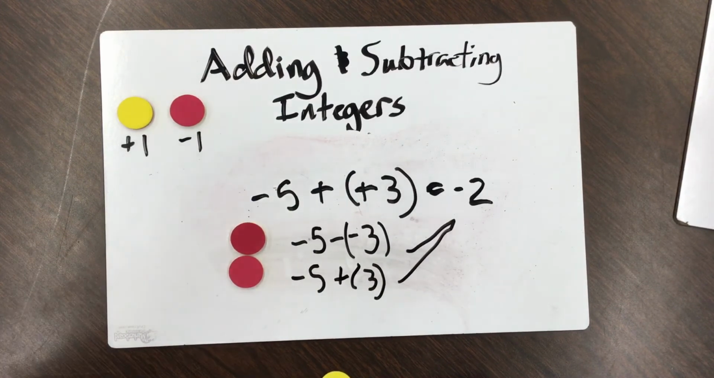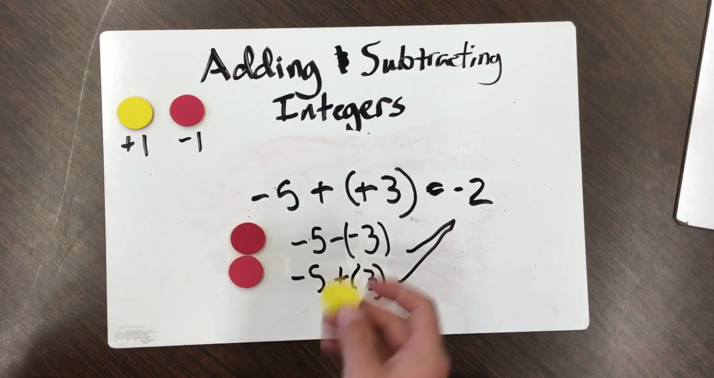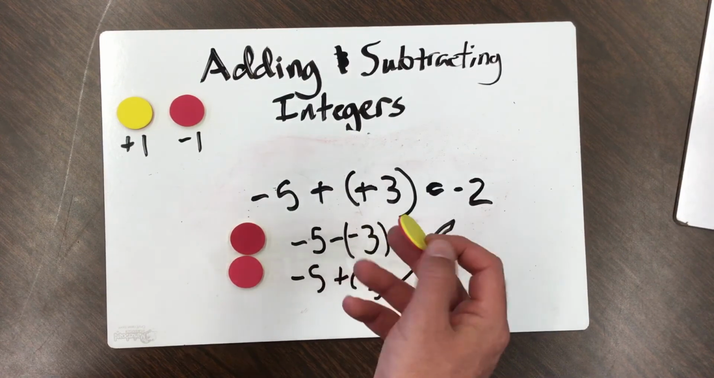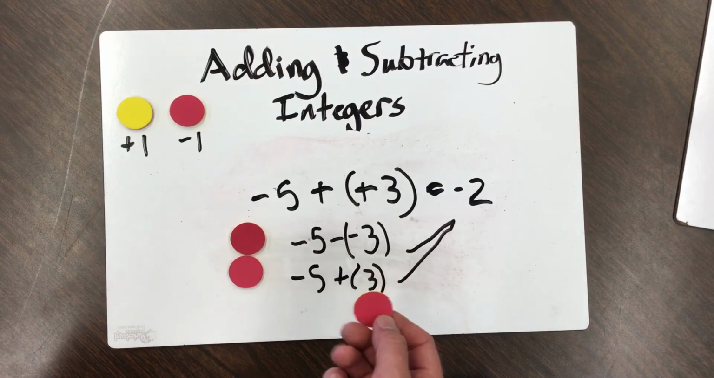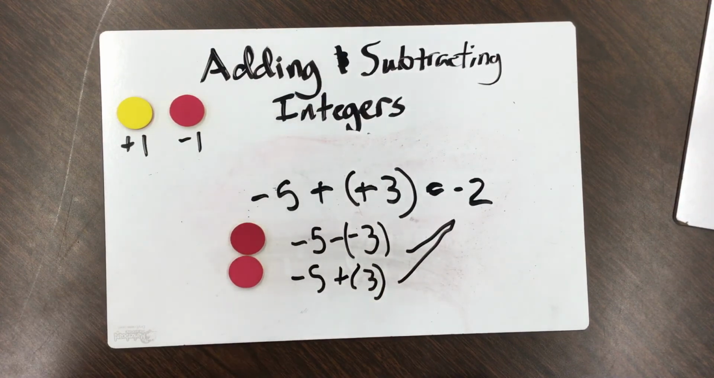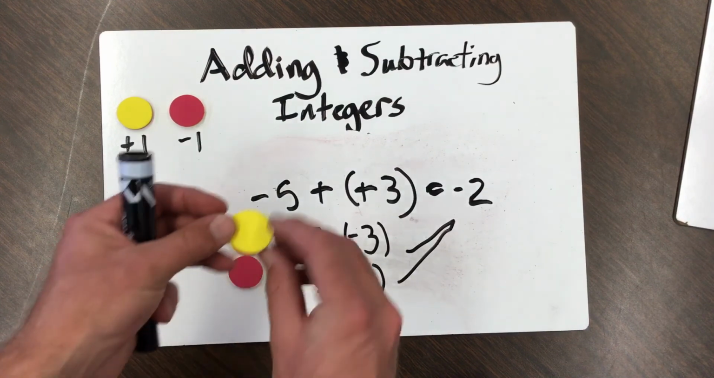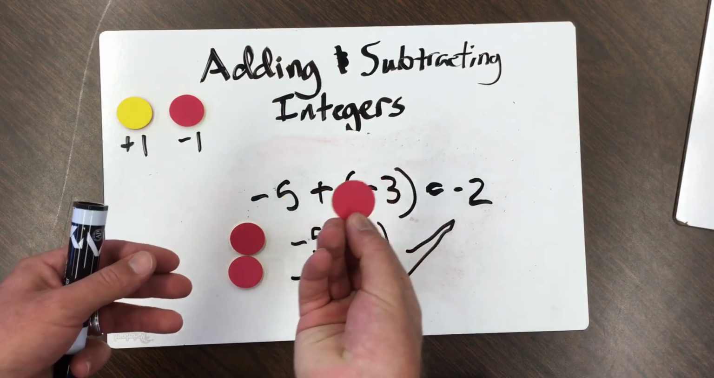So hopefully, this little demonstration with the counters made it a little more apparent how this addition and subtraction of integers works. Again, the main idea is that you have to think negatives mean opposite. So you're always going to do the opposite, and with the counters, it's great because you're literally flipping it over and seeing the opposite side.